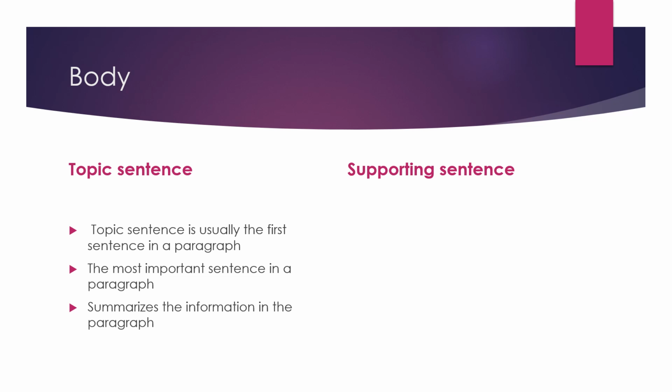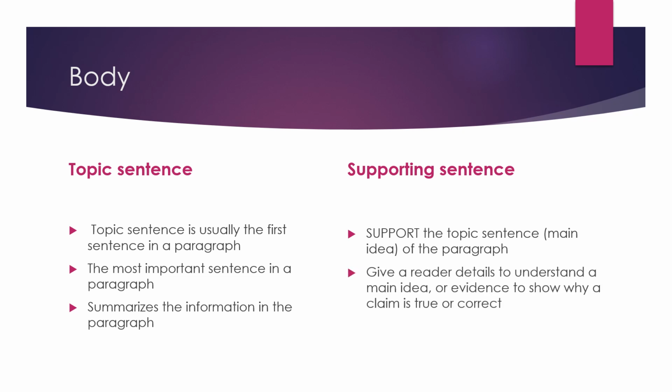Now, the supporting sentence or supporting sentences. It's a sentence which supports the topic sentence. It gives the reader details to understand the main idea or evidence to show why your claim is true or correct. So, the main job of a supporting sentence is to prove that your topic sentence, which is your argument, is valid. So, any idea or sentence that comes after the topic sentence is counted as a supporting sentence. It may be made of a fact, general truth, figures, examples, illustrations, whatever. Now, the conclusion.